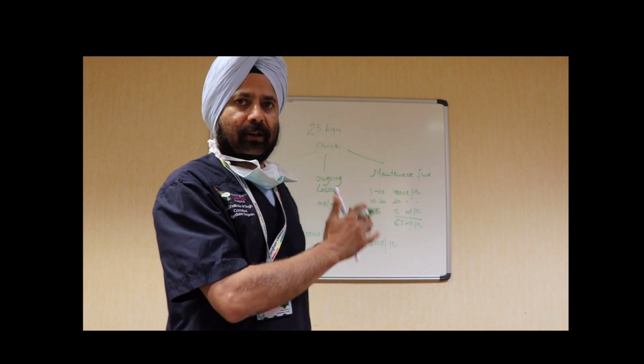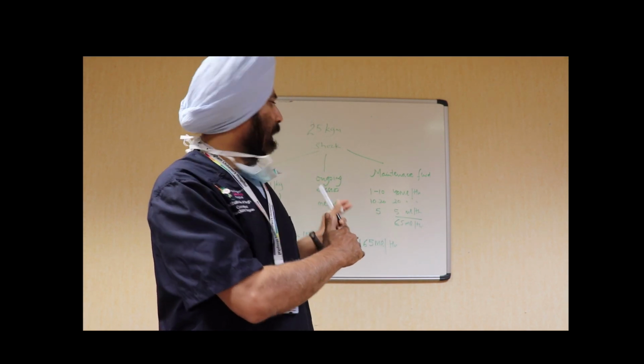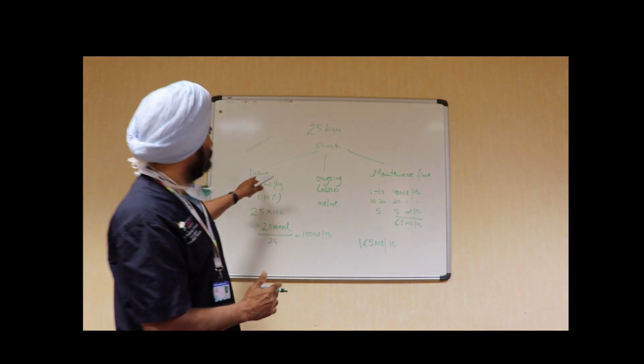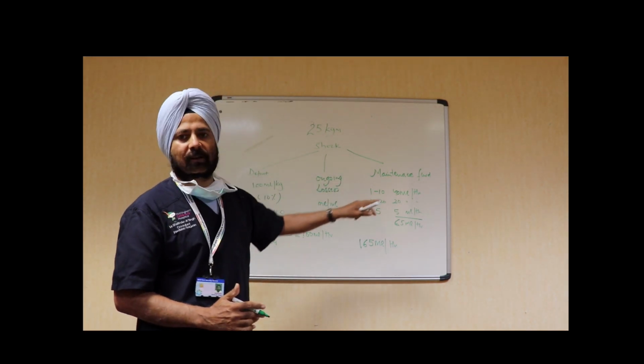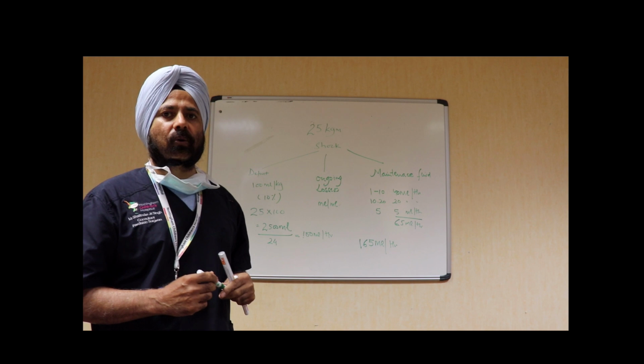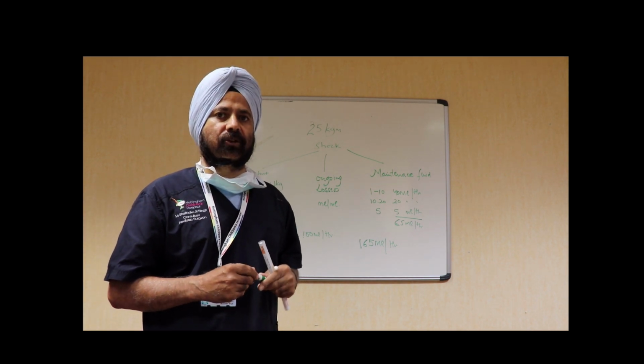So 20 ml per kg of bolus, then you subtract your bolus out of the figure of the deficit, and this is how you calculate the deficit, ongoing losses and maintenance fluid. So we know how to get and how much to give into each category.